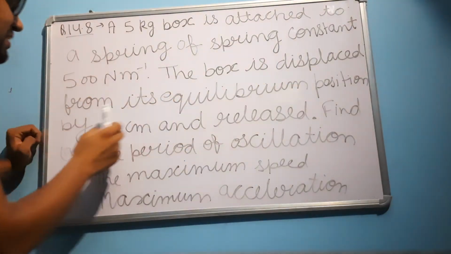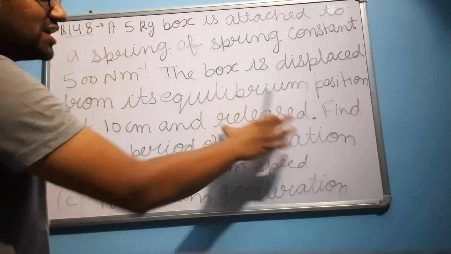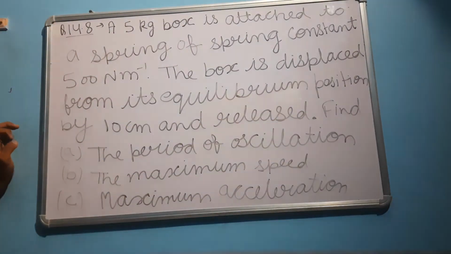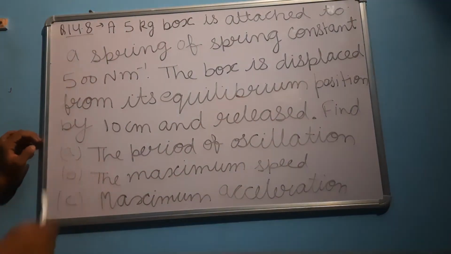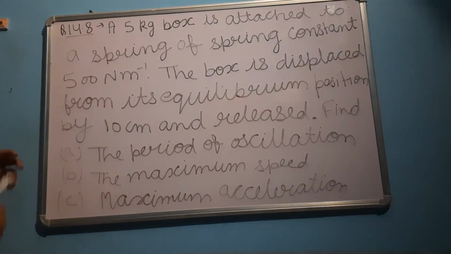The box is displaced from its equilibrium position. Now we have displaced this box from its equilibrium position by 10 centimeter, and after displacing it by 10 centimeter we have released it. Now find first of all the period of oscillation. What will be the period of oscillation of that spring?